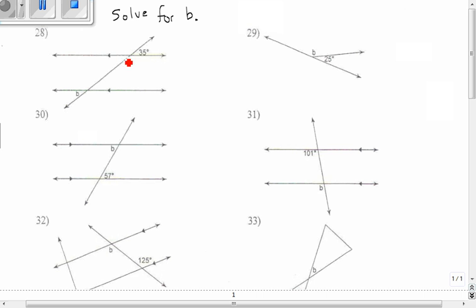We've got parallel lines cut by transversal, so we need to mark. And honestly, we could have stopped there because B and 35 have what? The same mark. So we know that B is equal to 35 degrees. B is 35 degrees.